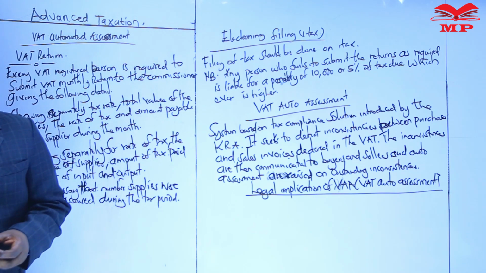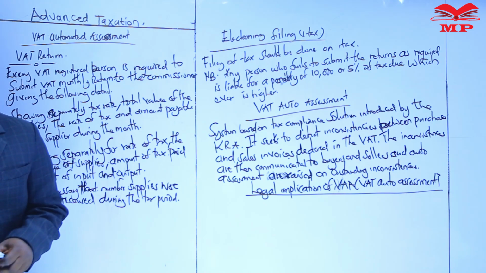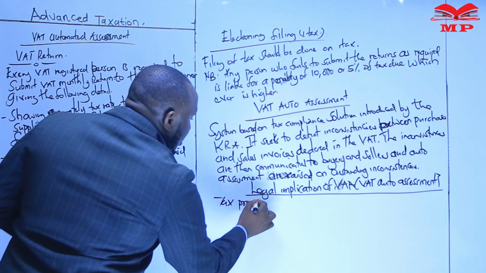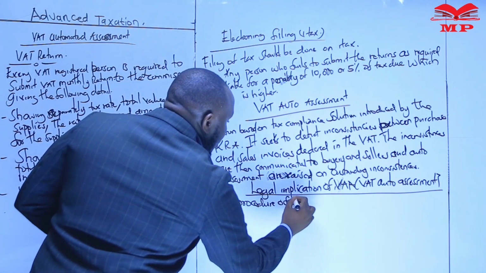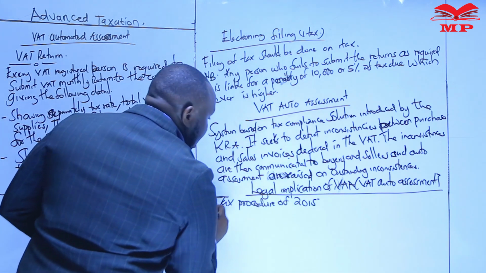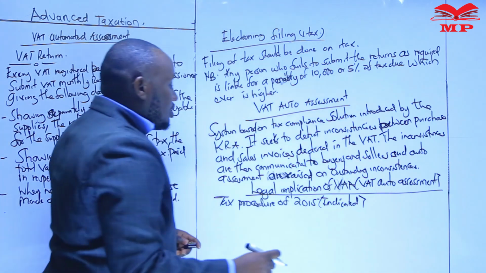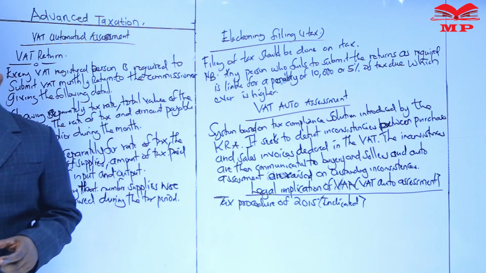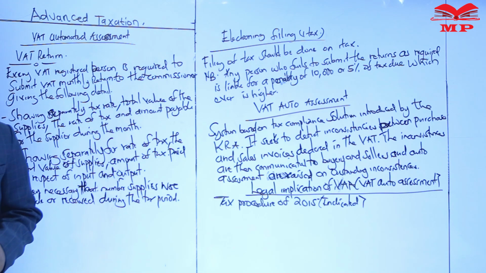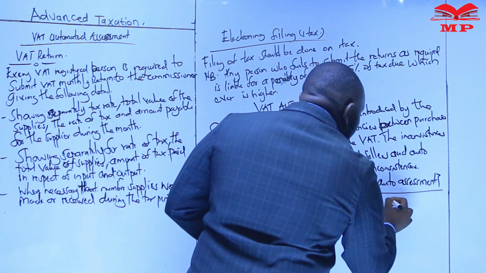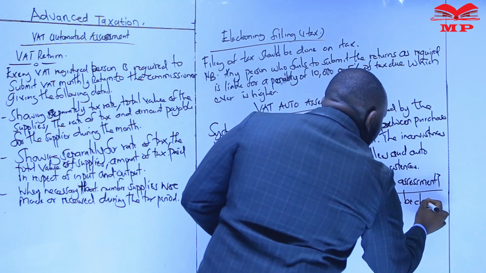Number one, we know that this is provided for by the Tax Procedures Act of 2015. This means that it can be challenged.